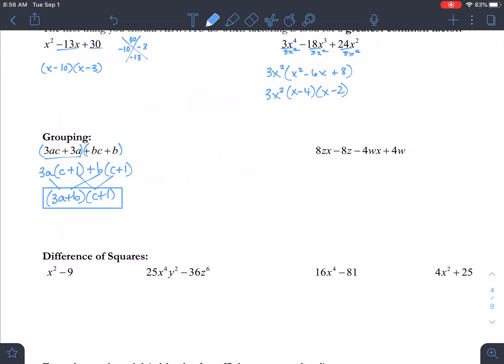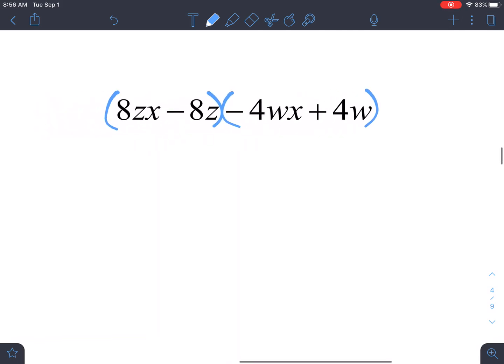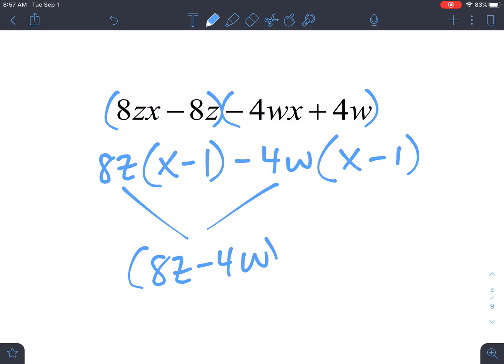All right, and a second one here. Let's see what we got. Make 2 groups. We look for the GCF in the first group, which is 8z times x minus 1. And in the second group, be careful here, guys. We want it to be x minus 1, so we're going to have to take out a negative 4w, so that this becomes x minus 1. And again, bring those together.